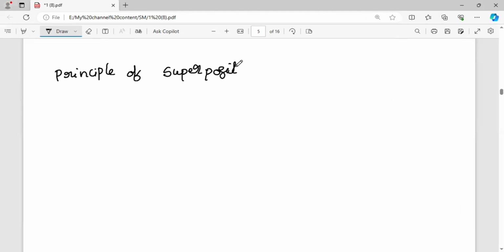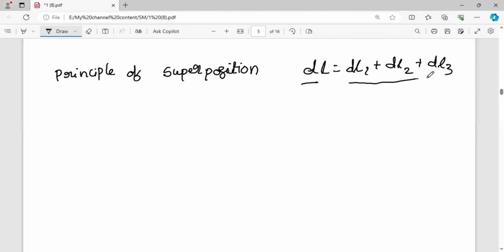Superposition. The principle of superposition tells us that the total change in length, dL, equals dL1 plus dL2 plus dL3. While applying the load, the total change in length is the sum of the individual changes in length in the individual sections. Otherwise, it can be written as the total strain being the sum of the individual strains in the individual sections.